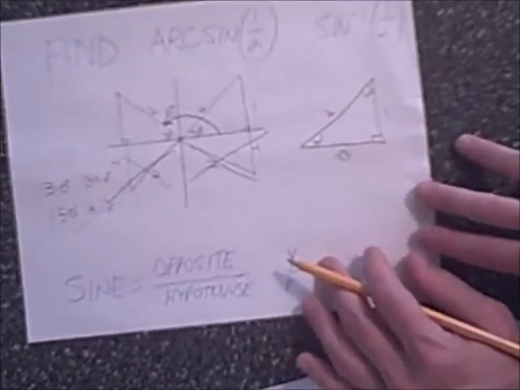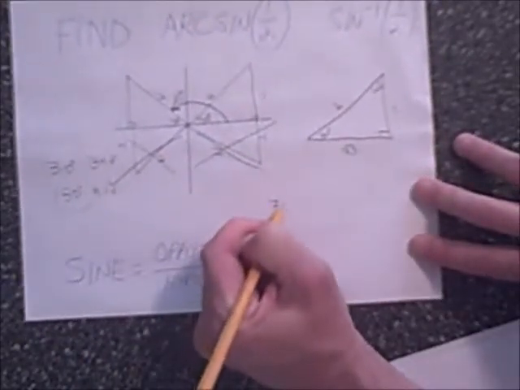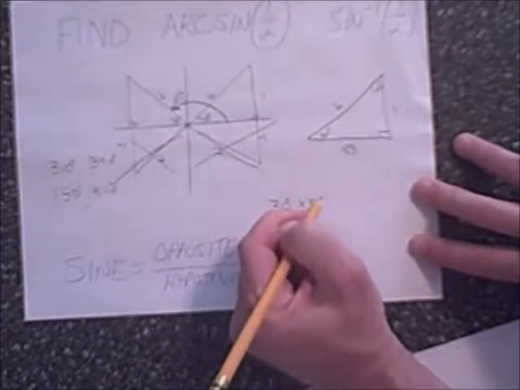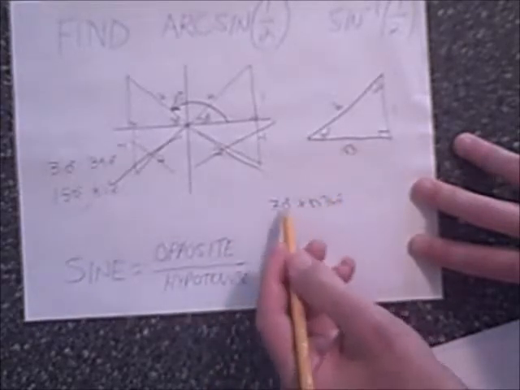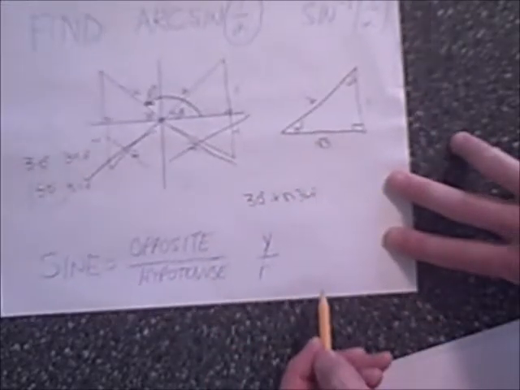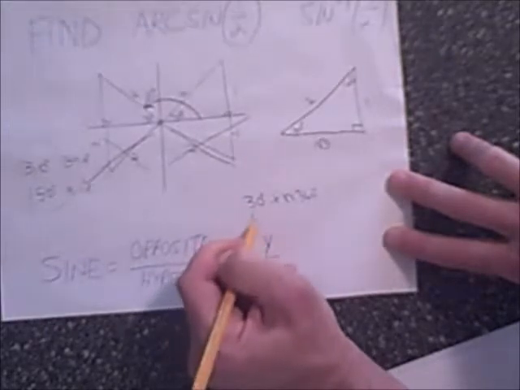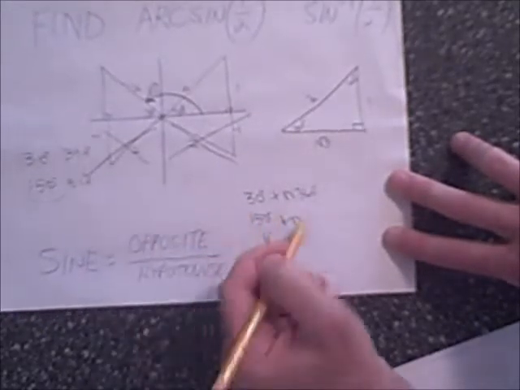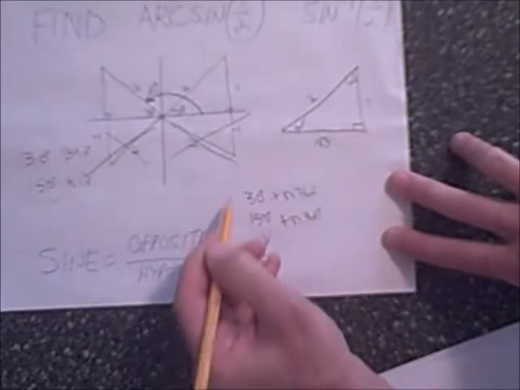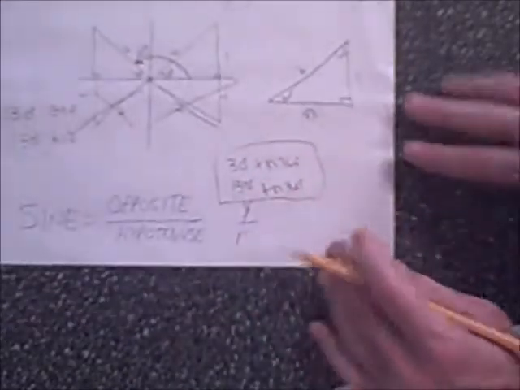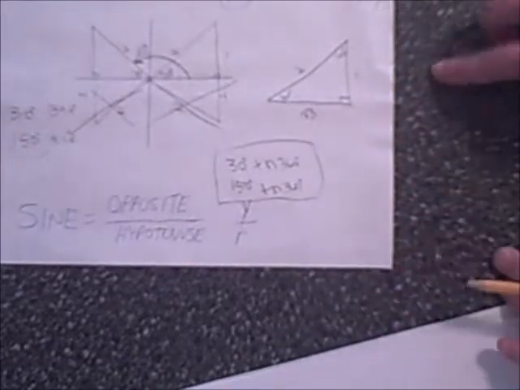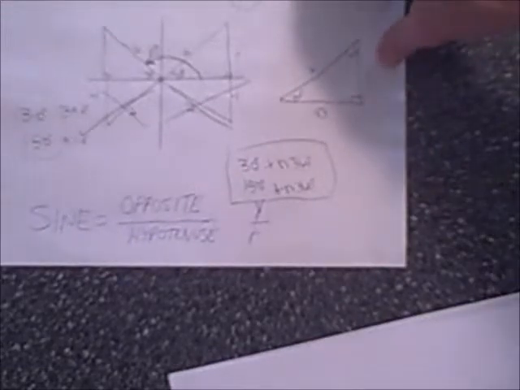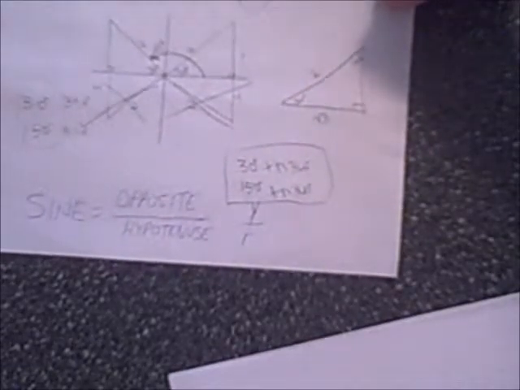So our final answer is going to be 30 degrees plus n, which is an integer, times 360 degrees, which represents all the possible coterminal angles of 30 degrees. And 150 degrees plus all the possible coterminal angles of that, which is 360 degrees. And these are all the possible solutions for the arcsine of 1/2. Okay? Now let's look at a couple more examples, and hopefully this will make it even simpler for you.